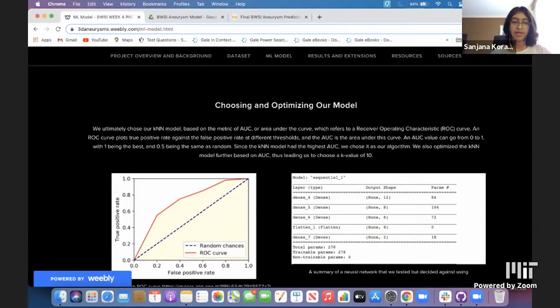The receiver operating characteristic curve plots the true positive rate against the false positive rate. And the AUC is the area under this curve. The dotted line represents basically random chance, while the curve represents the actual model. And since our KNN model had the highest AUC, we chose it as the algorithm. And through optimizing the k-nearest neighbors algorithm further based on the AUC, we ended up on the k value of 10.